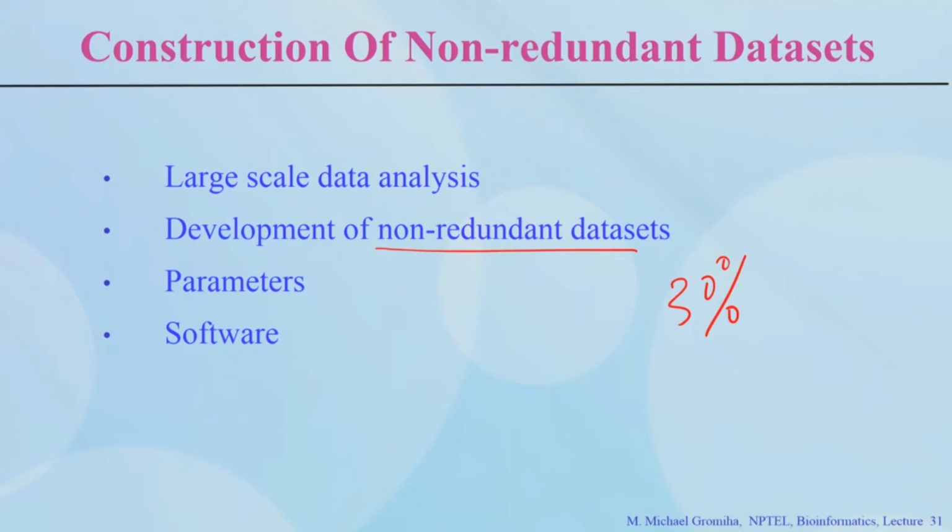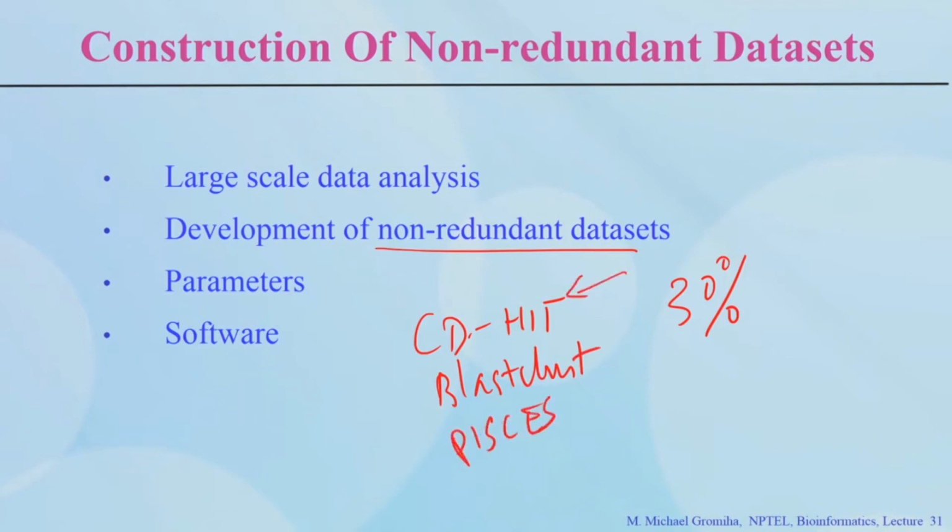So, what are the various programs we discussed? CD-HIT, BlastClust, and PISCES. What is the principle used in CD-HIT? Clustering, like K-means clustering. You form different clusters, then you pick a representative from each cluster. So this works like clustering techniques.